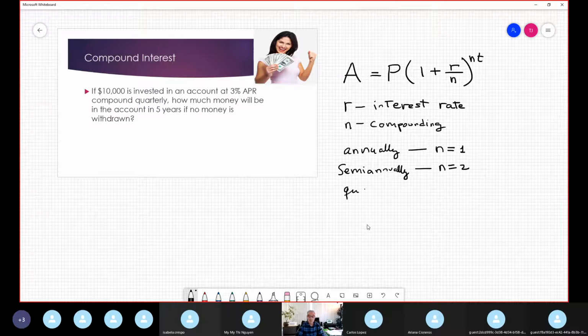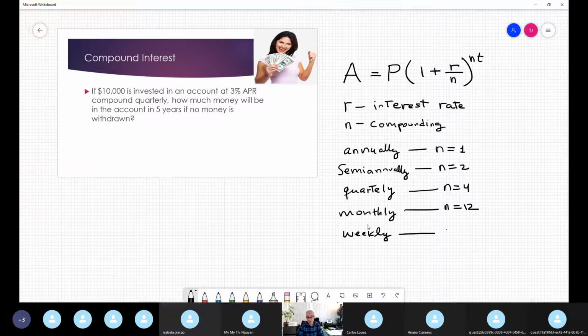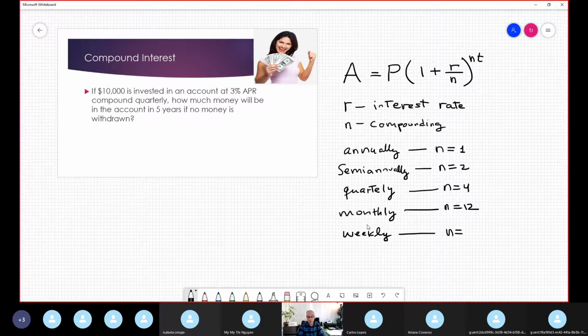Quarterly is 4. Monthly is 12. Weekly is 52, because we have 52 weeks in 1 year. So it's the number of payment periods in 1 year, 52. And daily is 365.